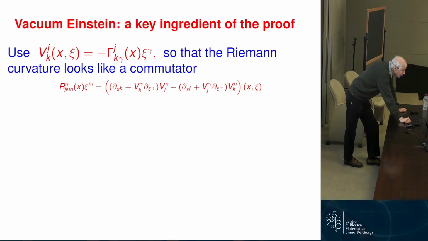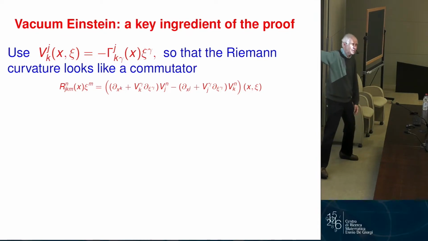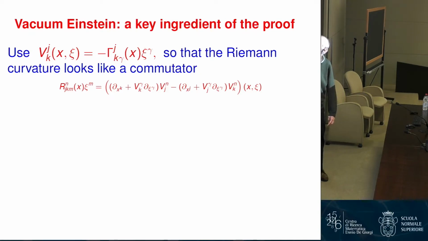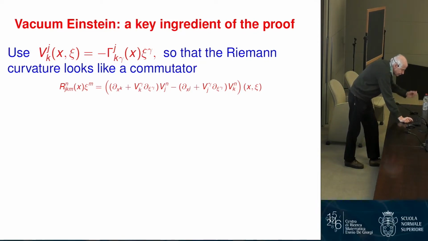Okay, sorry. It also looks like an advection operator. Yes, this is what I mean by commutator. Like the advection is exactly, you advect Vj by Vk minus the other. That's right. It is exactly the way I am thinking of it.